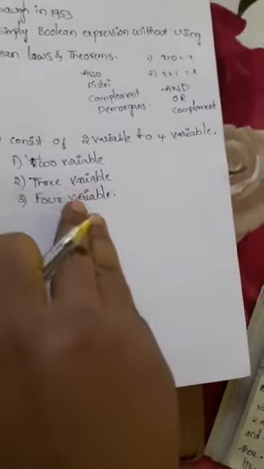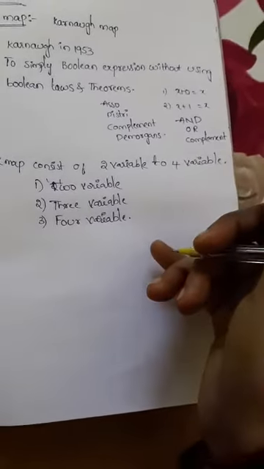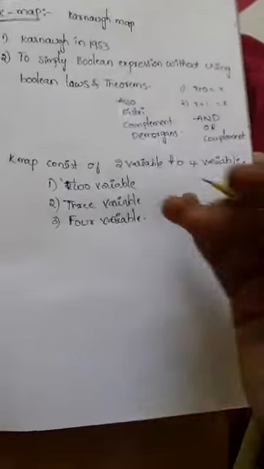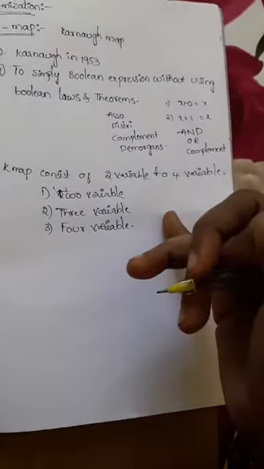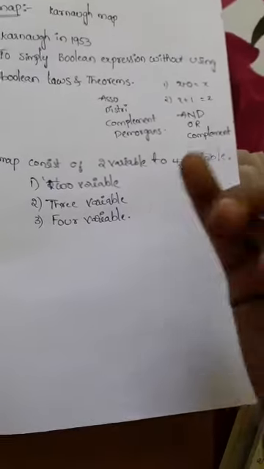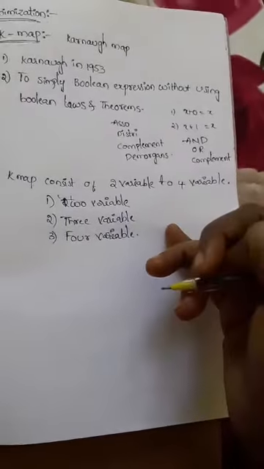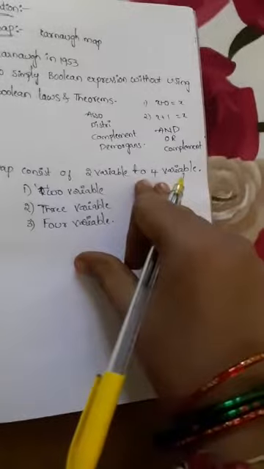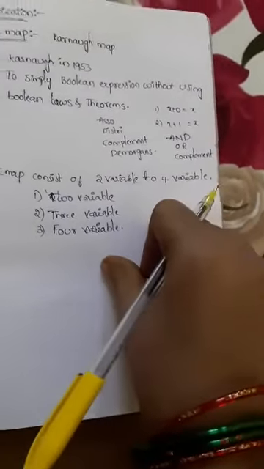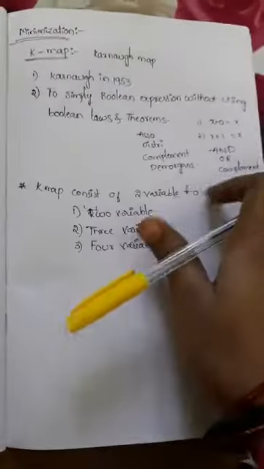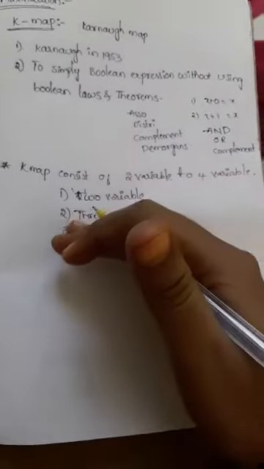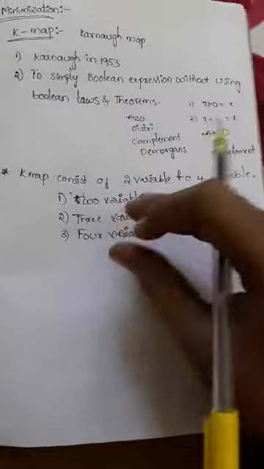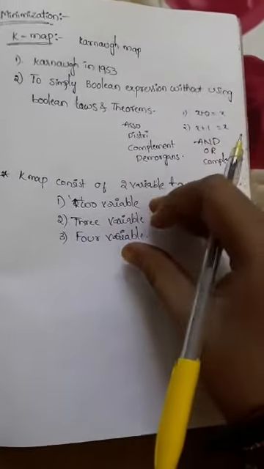Now, more than 4 variables also can be solved by using K-map, but that is somewhat typical. Up to 4 variables, this is very easy compared to solving a Boolean expression by using laws and theorems. More than 4 variables also have K-maps, but it is somewhat typical to solve those problems.